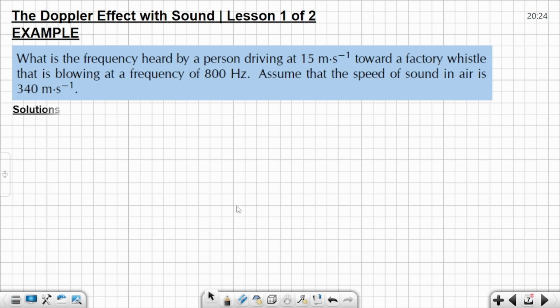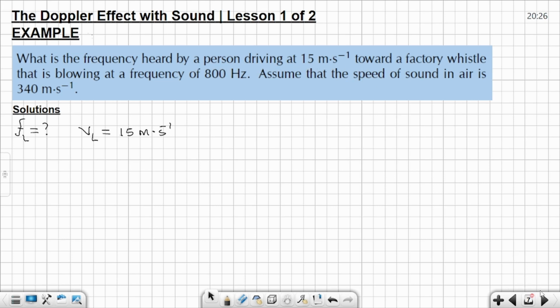Let's solve the question. Start with the solution. So the question says, find FL. When you read the question, it is saying, what is the frequency heard by a person? So this is what FL is, the perceived frequency by the listener or the observer. So the person is the listener or the observer. And we are told that VL, which is the speed of the listener or the observer, is equal to 15 meters per second. You can see the question says the person is driving. So the person is in a car that is moving at 15 meters per second.